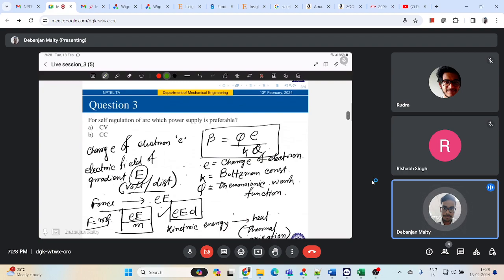Then I say for self-regulation of arc, which power supply is preferable? This is constant voltage. Yes, a constant voltage power source is required for self-regulation.